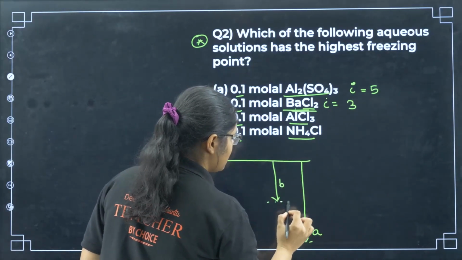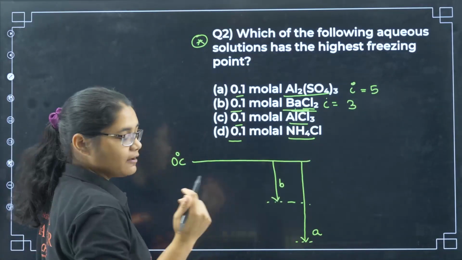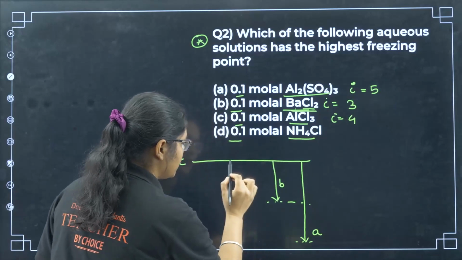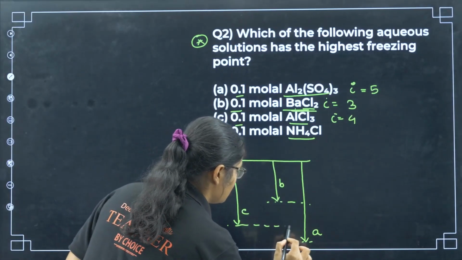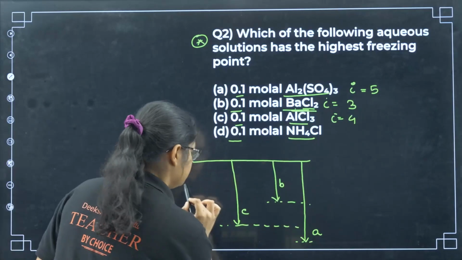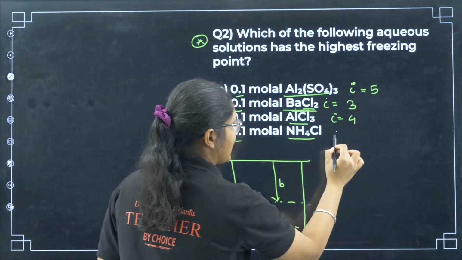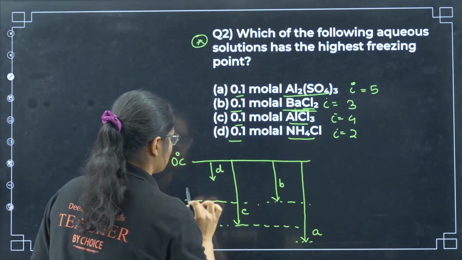So this is the freezing point with barium chloride. Next, aluminium chloride, I have i value equal to 4. Why? Because 1 aluminium and 3 chlorine. So it will be somewhere here. It is option number C. This will be the freezing point. Next I have NH4Cl, i value will be 2. So here the depression will be minimum. That is option number D.